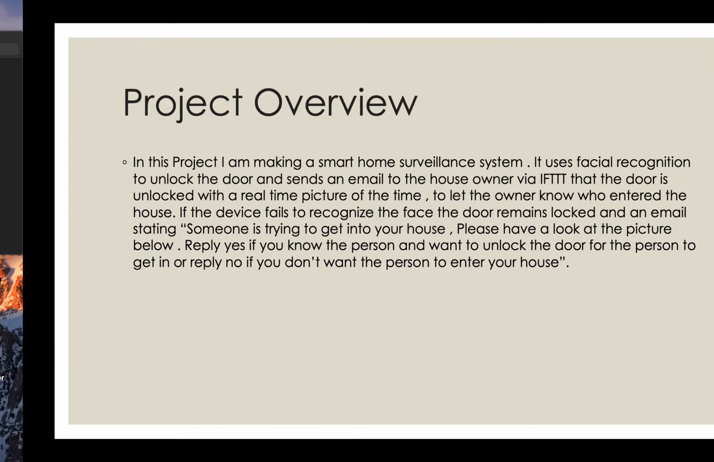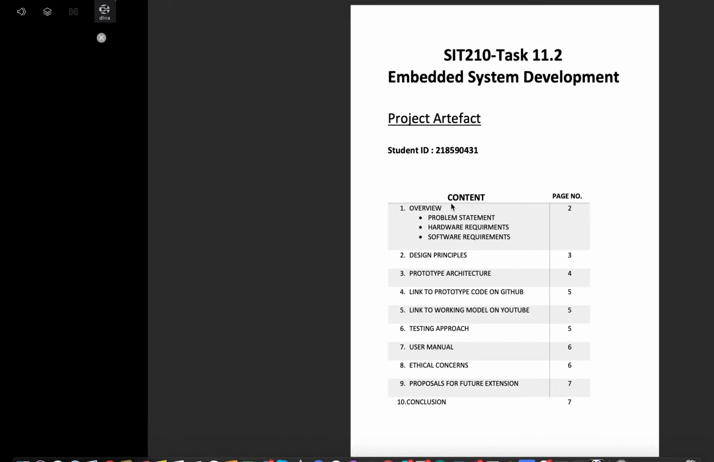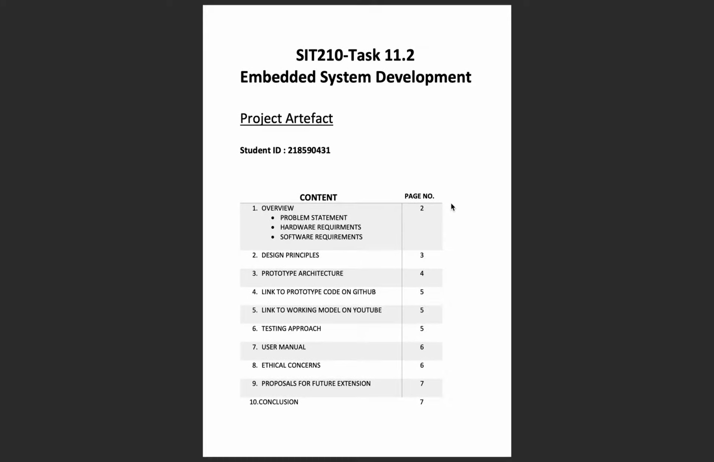After the project overview, I would like you to see the project artifact. So here's my project artifact. I have made a whole document explaining the overview of the project, the problem statement, the hardware requirements, the software requirements, the design principles, prototype architecture, a link to the prototype code on GitHub, the code, all the libraries that I have used in this project, and a working model link on YouTube.